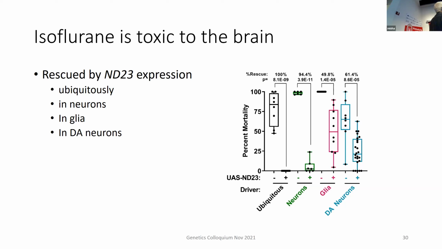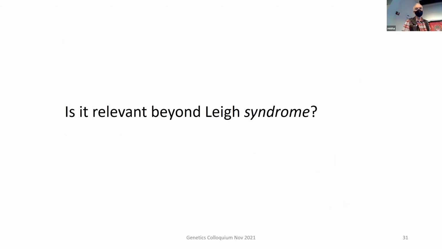And here is an even more dramatic rescue. This is the rescue when you overexpress wild type in dopaminergic neurons, which are just a handful in the Drosophila brain. And you can see that here also you can rescue the flies. Unfortunately, so far we haven't been able to pursue this line. So the question is now, is it relevant beyond Leigh syndrome, right? Because I said it's quite rare.